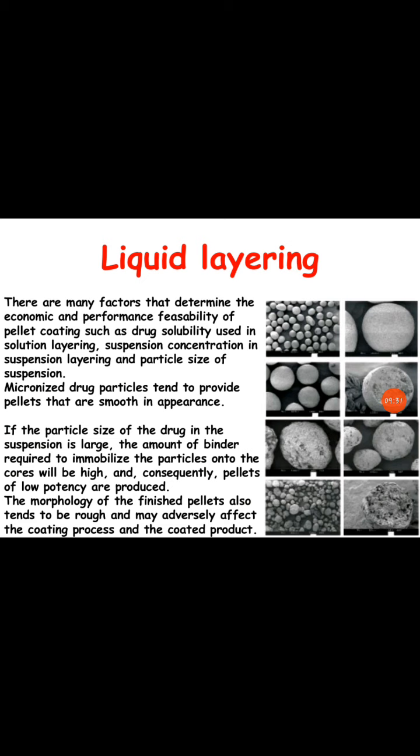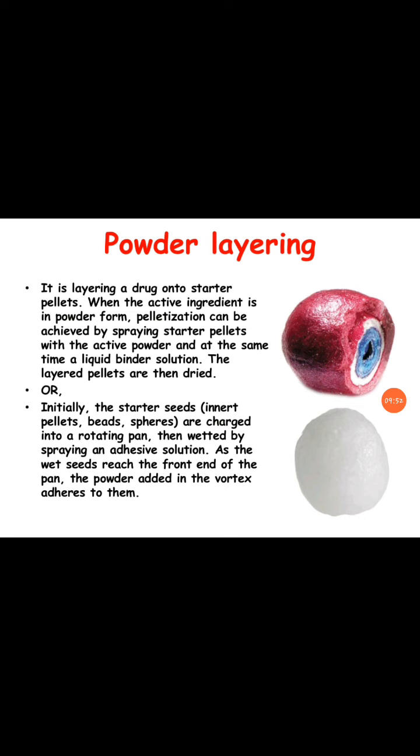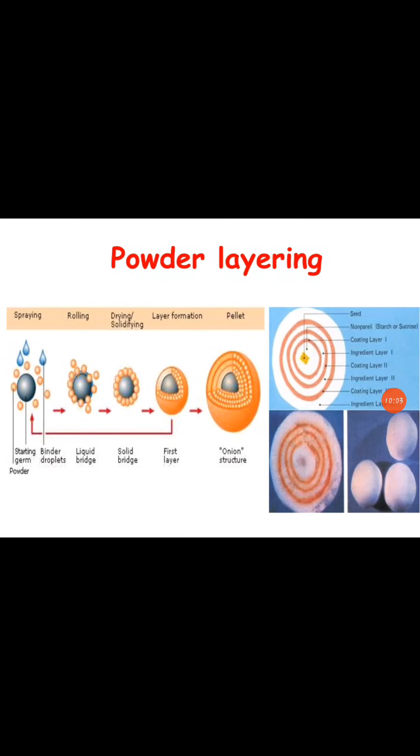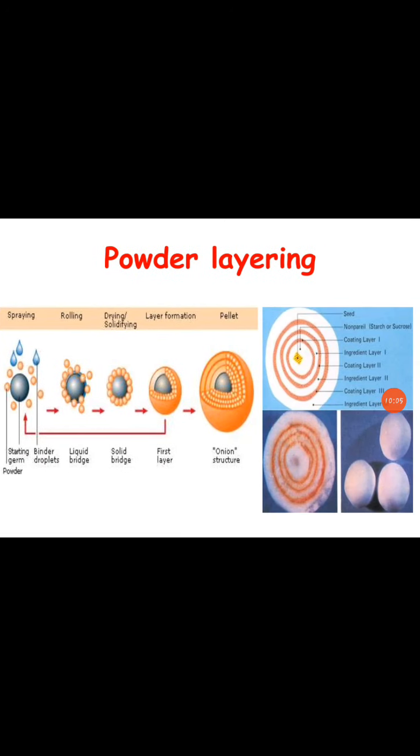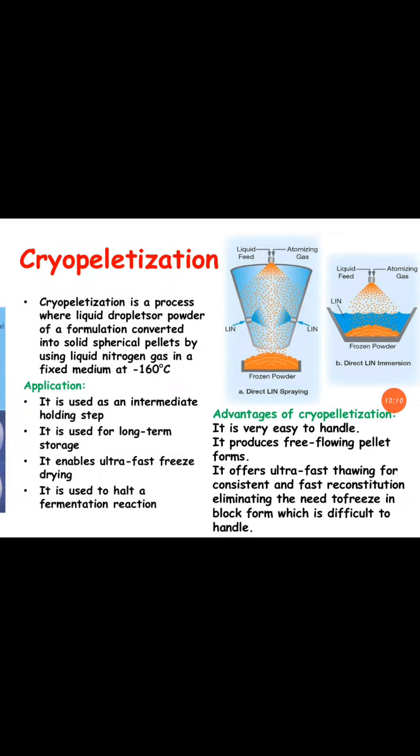And powder layering is onto the starter pellet. You have to add the drug in powder form, and that can be achieved by spraying the starter pellets with active powder with some liquid binding solution, or it can also be done onto some initial pellets or beads or spheres using a rotating pan. Similarly, you have spraying, rolling and solidification to get the pellets.